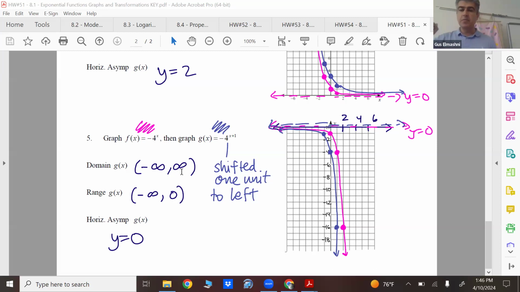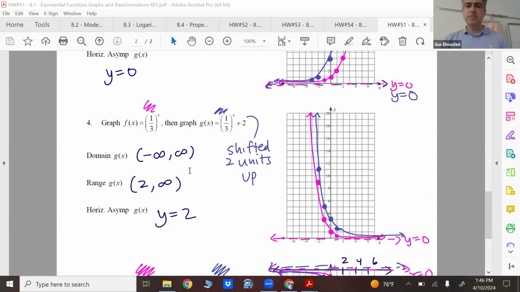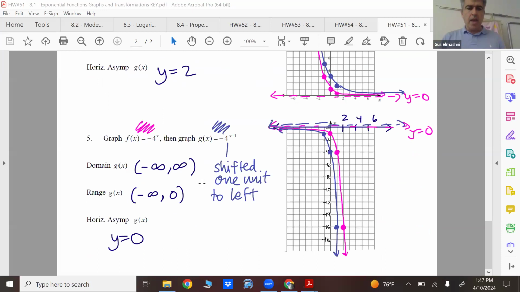Kyle, go ahead. No, so y equals 2 because we went up 2 units. Exactly, 100%. The vertical shift causes the horizontal asymptote to move up or down. Yeah, for 5, you're going 1 left compared to the parent function. And this is flipped over the x-axis because you have a negative out in front. So hopefully we're good at that.